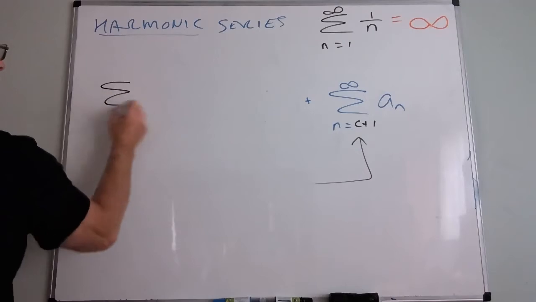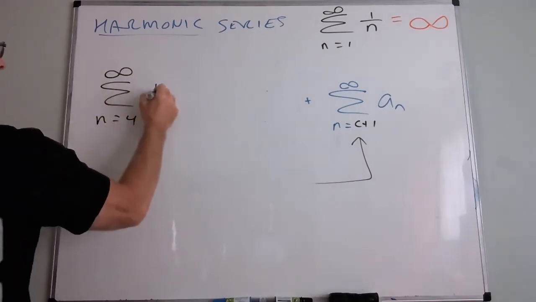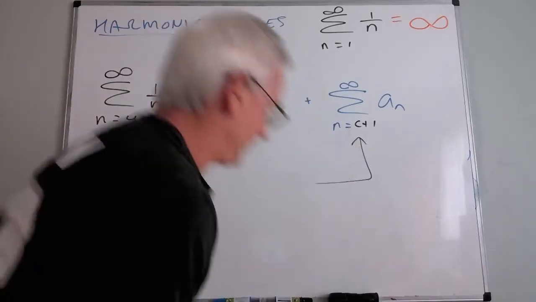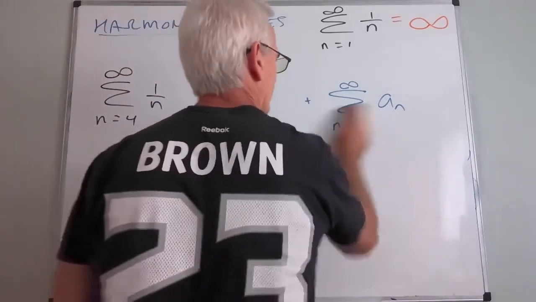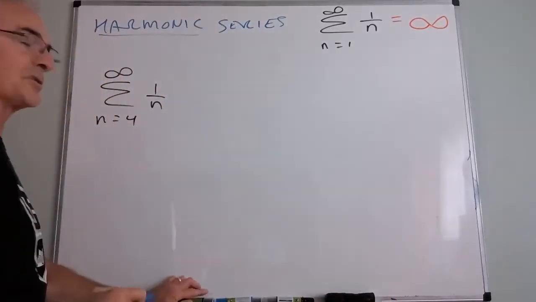What if I asked you to do the sum from n equals 4 to infinity of 1 over n? What did I just do? I just removed the first 3 terms. Do you agree?